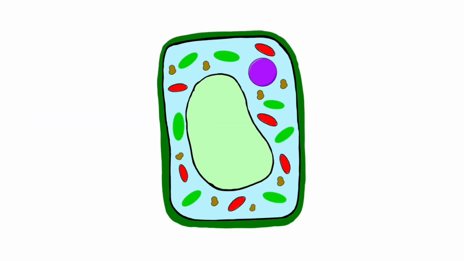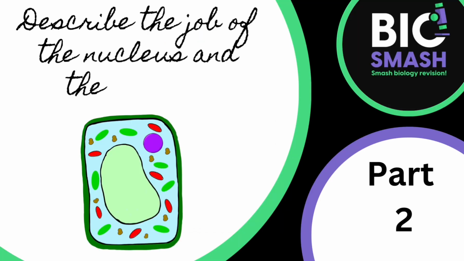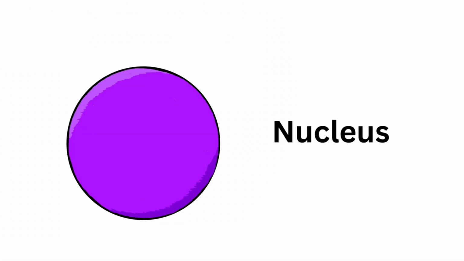If you are ready to move on, you'll have noticed that there are lots of other parts inside the cell. In this next part of the video, we'll look at the two largest parts found inside the plant cell. And one of those is a large ball shape, which is called the nucleus.